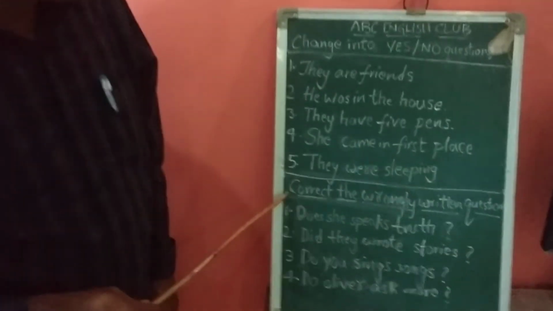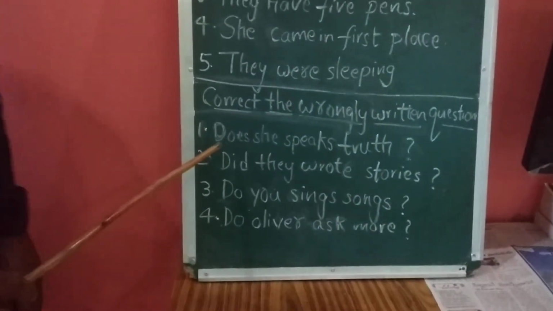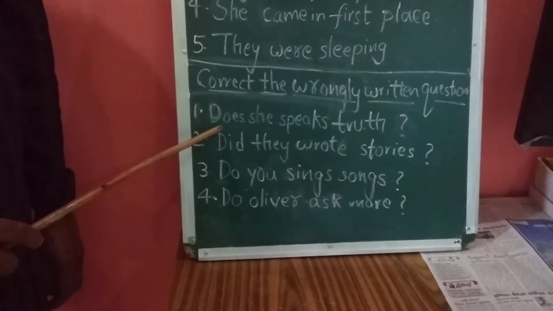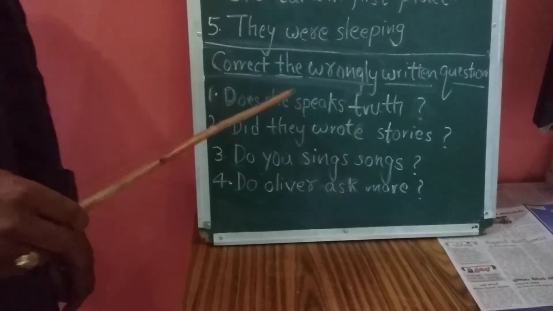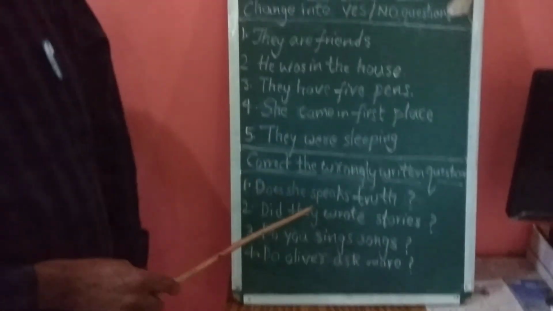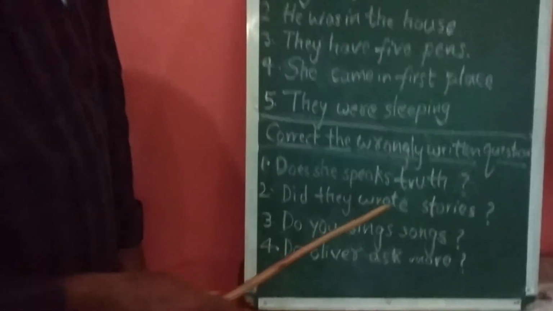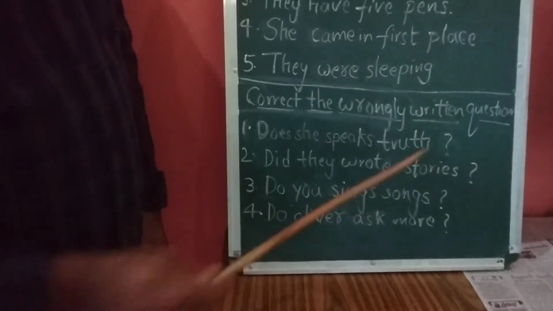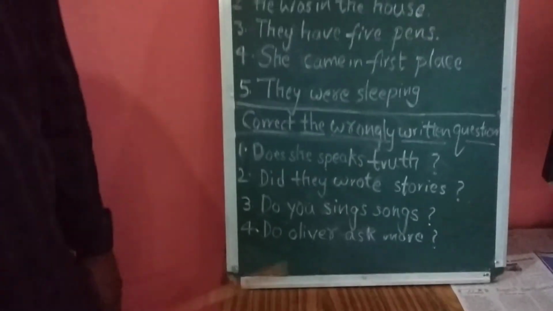Next one, correct the wrongly written questions. So I have written some questions wrongly. Does she speak truth? You find out the wrongly written verbs or helping verbs. Did they wrote stories? Do you sing songs? Do Oliver ask more? So correct them.